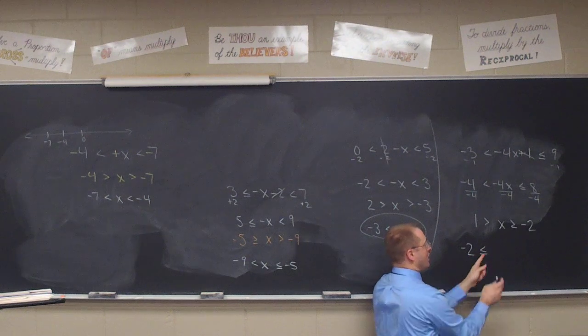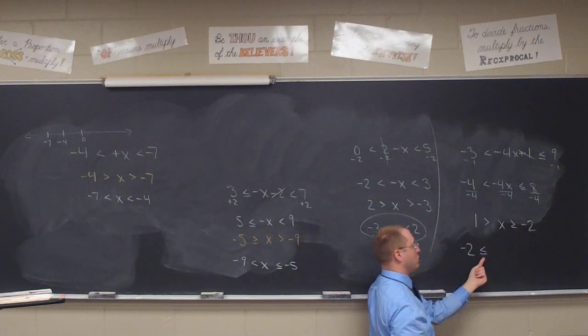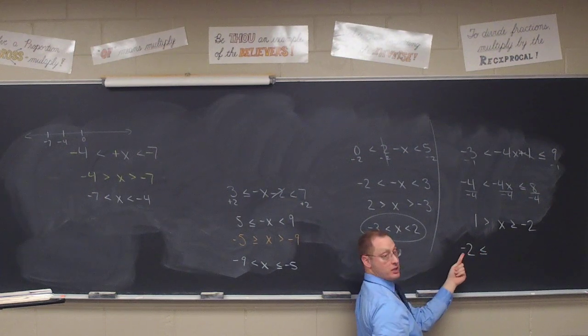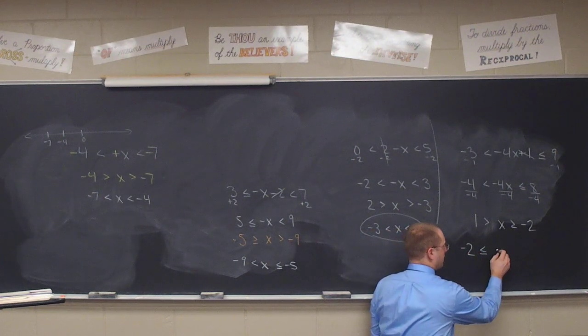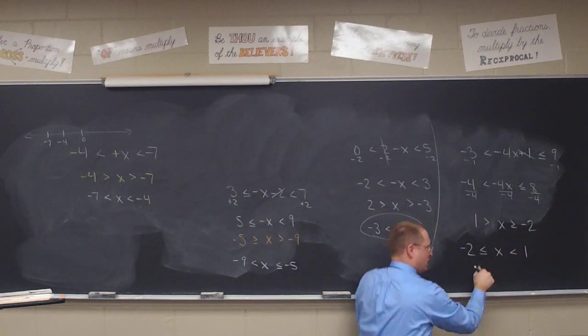Does that make sense? The point of the less than or greater than or equal to needs to be aiming at the negative 2. So it becomes a less than or equal to aiming at the negative 2 still. x less than 1. There we go. And that symbol stays there. Does that make sense when you see?